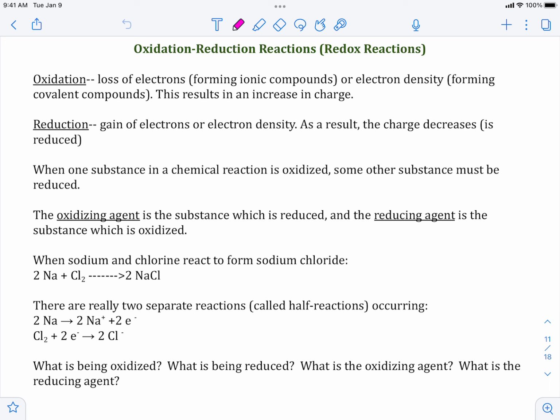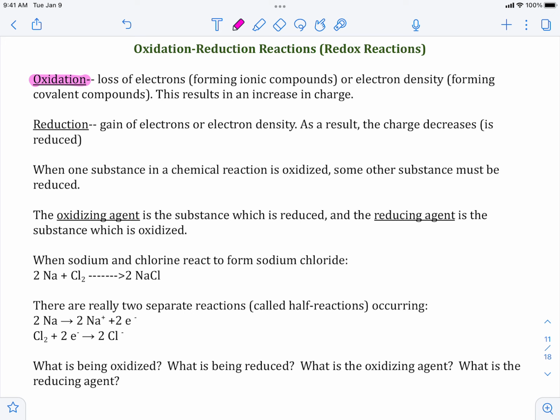Okay, a major category of chemical reactions is what we call redox reactions. Redox is a contraction of oxidation and reduction. So, let's start off with some terms. The first term, oxidation. So, oxidation is the loss of electrons, right?